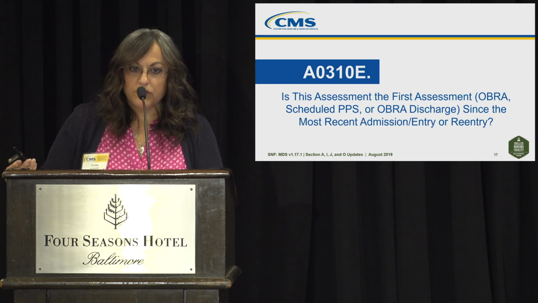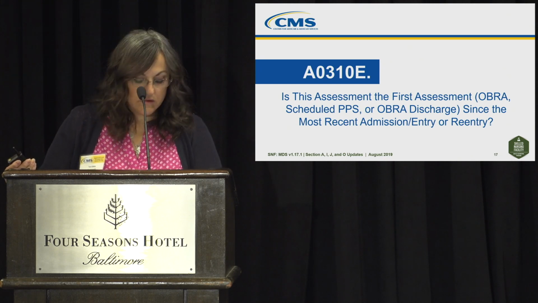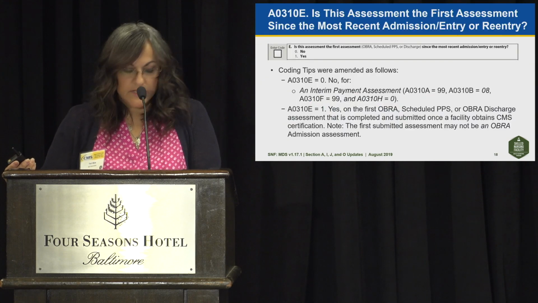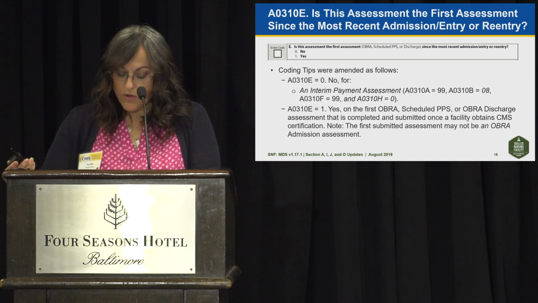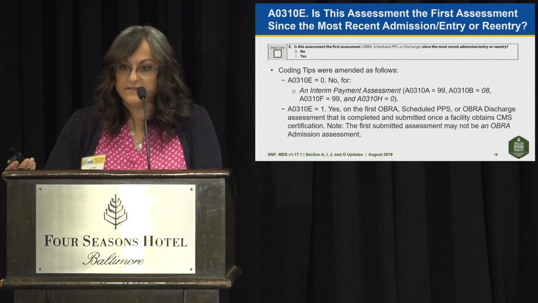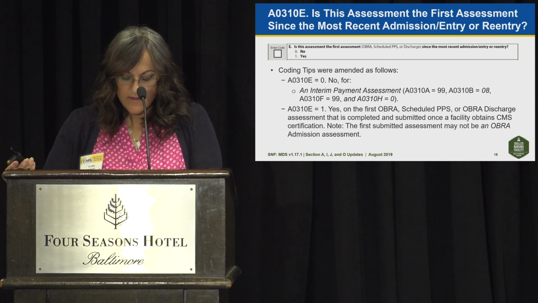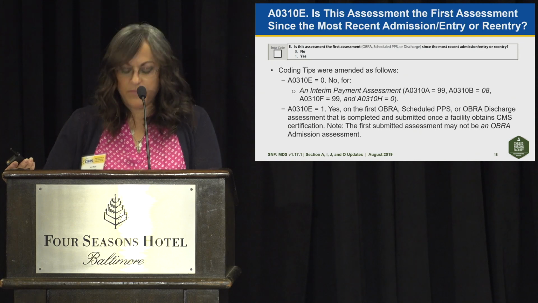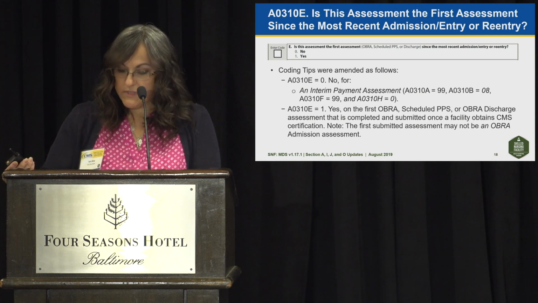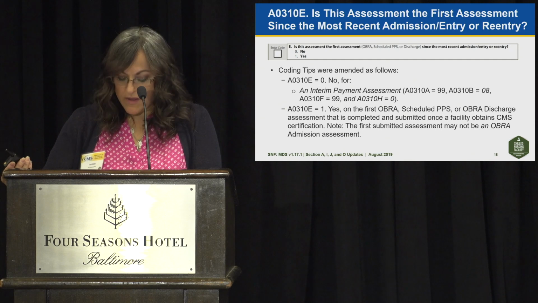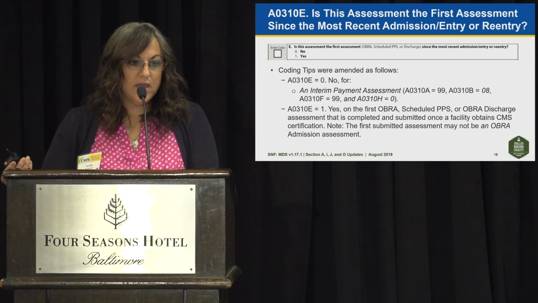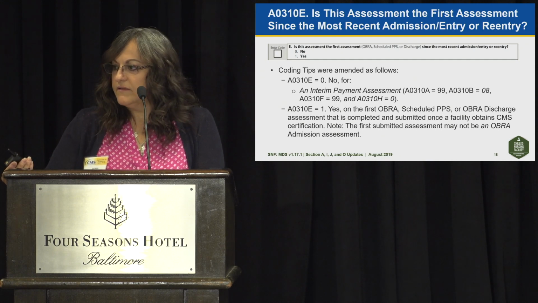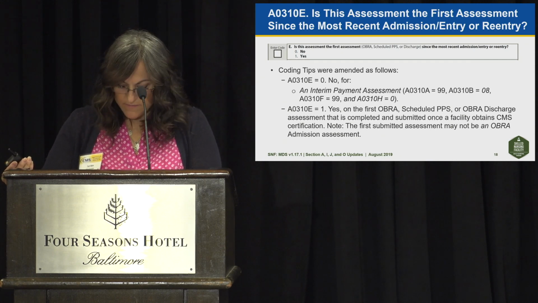For item A0310E, there were a couple of small clarifying edits made there. The first was to amend the coding tips to accommodate the IPA. You're going to code A0310E as 0 for an IPA, and that is because the 5-day would have to have already been completed in order for an IPA to be completed. So if you remember from yesterday morning, the ARD for an IPA can't precede that of a 5-day. And that makes sense, right? Because the 5-day has to be completed before the IPA.